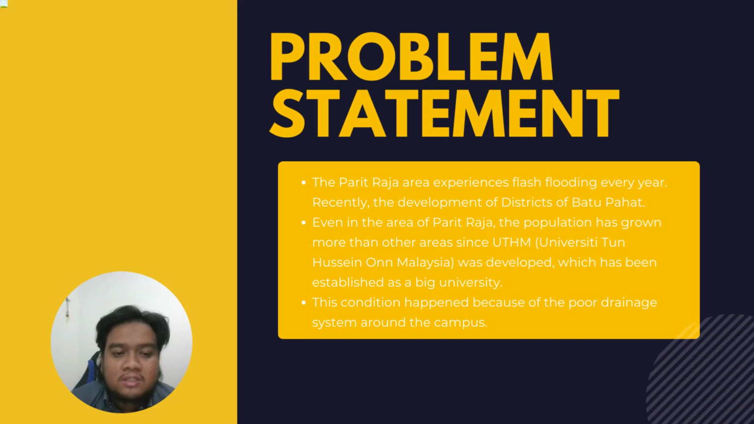This condition happened because of the poor drainage system around the campus. Thus, this research is carried out to find the best way to overcome the poor drainage system, where a drill well is used to generate a source of water that can be part of the drainage system during the wet season to mitigate the flood.